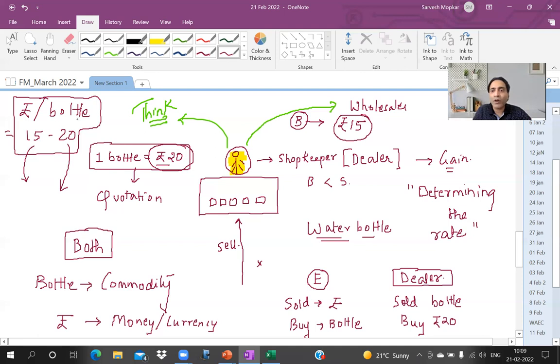So when he says rupees / bottle, that means how many rupees per bottle is the price. So bottle is the commodity. So this 15 and 20 is the price of the bottle. No, it's not the price of the rupee. Garima, is it clear? Samajh mein aa raha hai sabko?